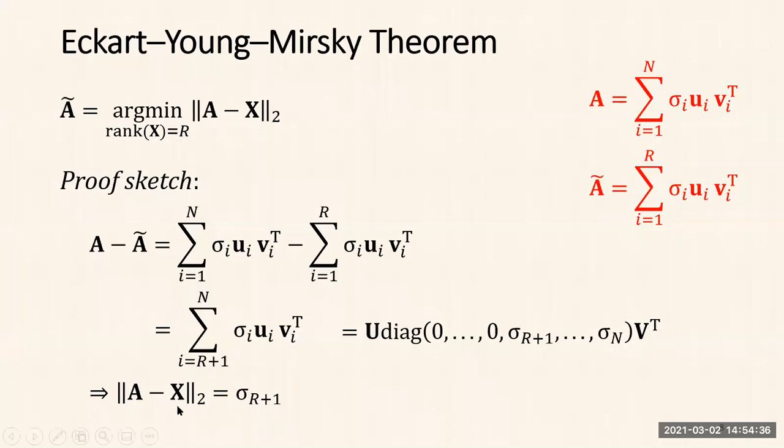So this will be sigma R plus 1. If I take any other matrix X, then I'll be getting a value which is more than sigma R plus 1.